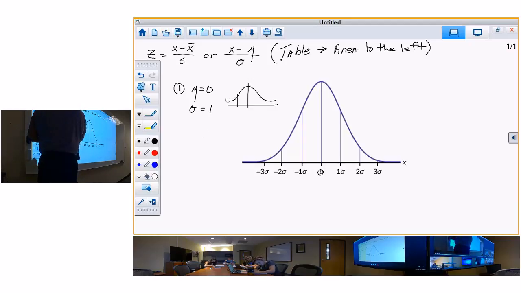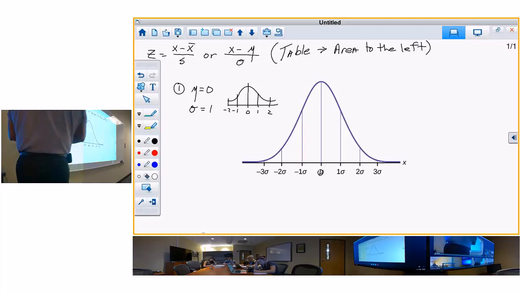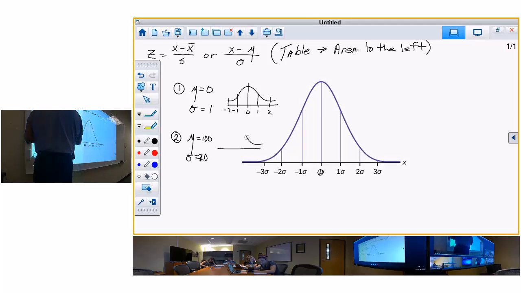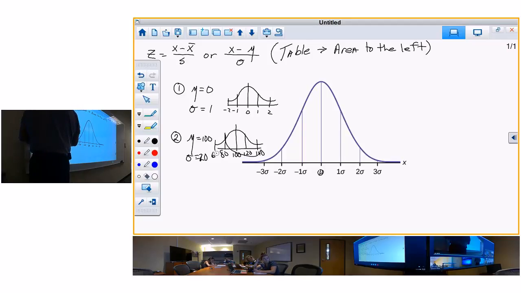You're gonna have a curve that looks like this. 0, 1, 2, -1, -2. That's why I told you not to have anything on the bottom here. Okay? The other type is when you have x. What do I mean x? Well, instead of mu being 0, the mean is gonna be 100 and the standard deviation is gonna be 20, so therefore you've got a curve now that looks like 100, 120, 140, 180, and 60. Okay?